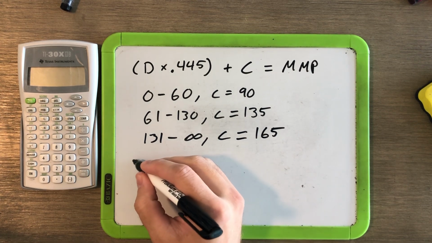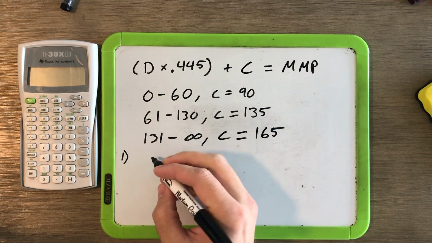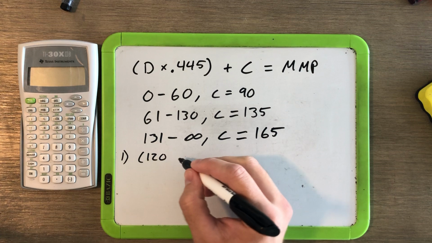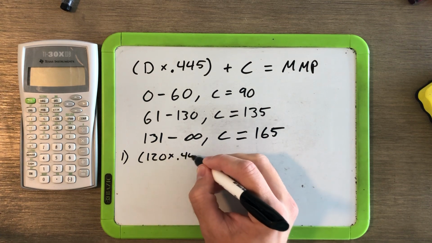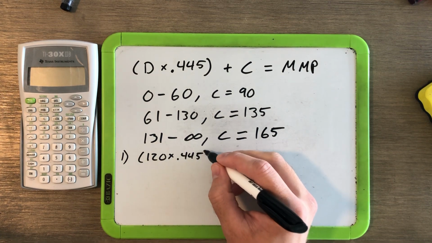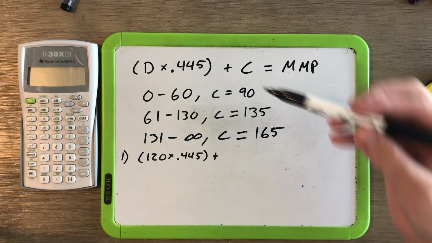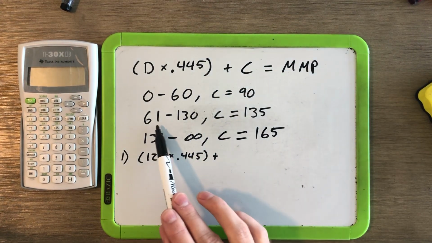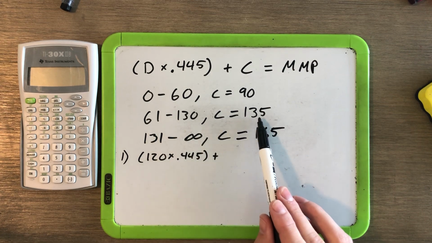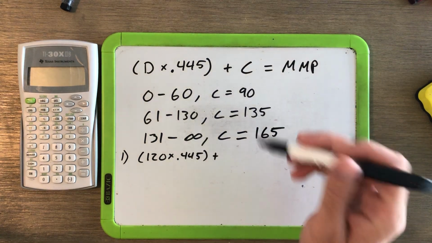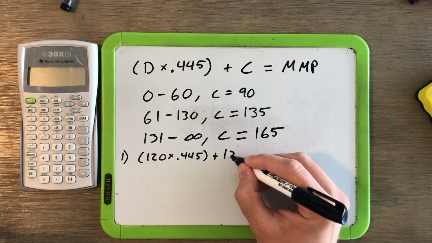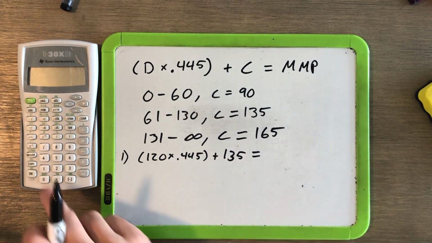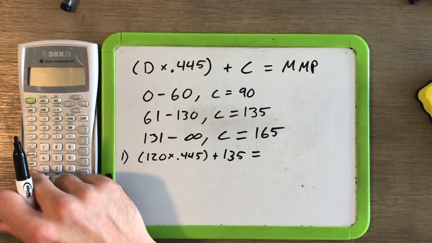So our first problem we're going to do is we're going to say we're at 120 times 0.445 plus, well, 120 is right here. It's in between 61 and 130, so our C factor is going to be 135. So plus 135 is equal to, just watch my calculator, I'm just going to do this equation over here.